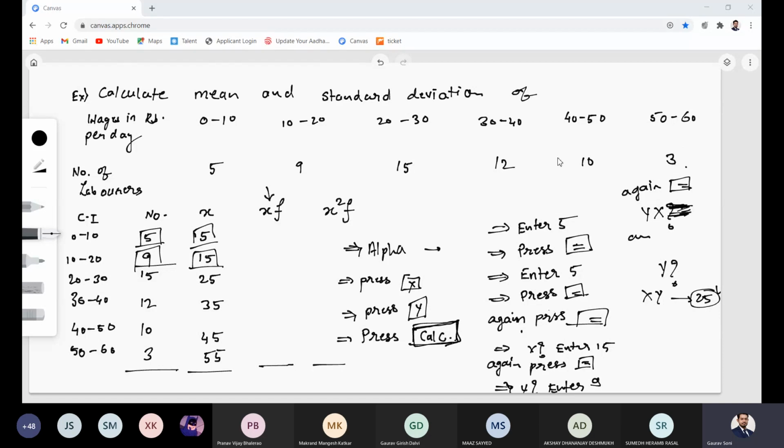Fine then. So everyone is clear. So you can tell me what is summation f, and we can go ahead with the calculations now. What is summation f? Summation xf, summation x square f.